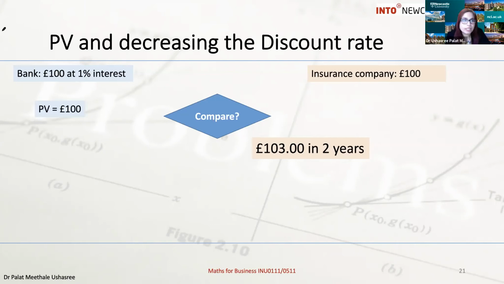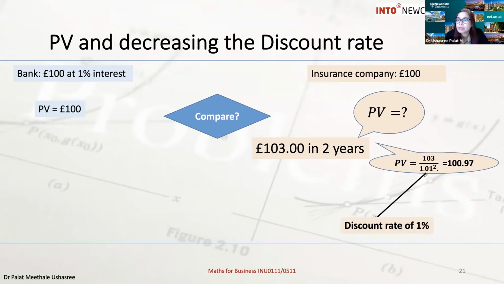The present value here again remains the same, 100 pounds. What happens here? The present value changes, isn't it? Because I have decreased the discount rate from 2% to 1%. So my present value now, at the discount rate of 1%, will be 100 pounds and 97 pence.